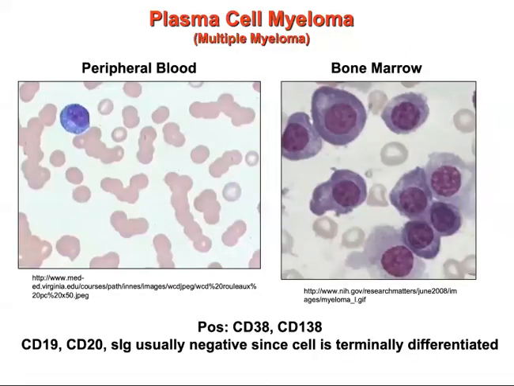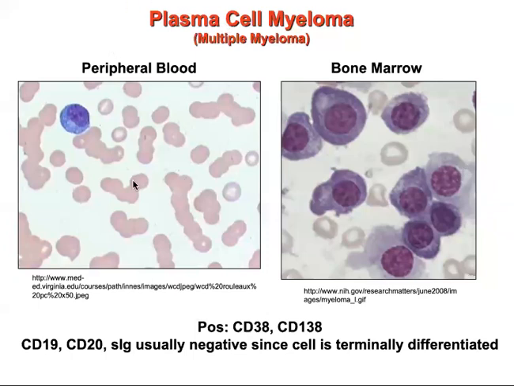The next condition is plasma cell myeloma, formerly known as multiple myeloma. The slide I'm showing you here is peripheral blood and the bone marrow. The bone marrow has lots of plasma cells. You know by now what plasma cells look like. They are bigger cells with very basophilic cytoplasm, an eccentric nucleus, and a perinuclear halo, which is like a little clearing that goes around the nucleus.